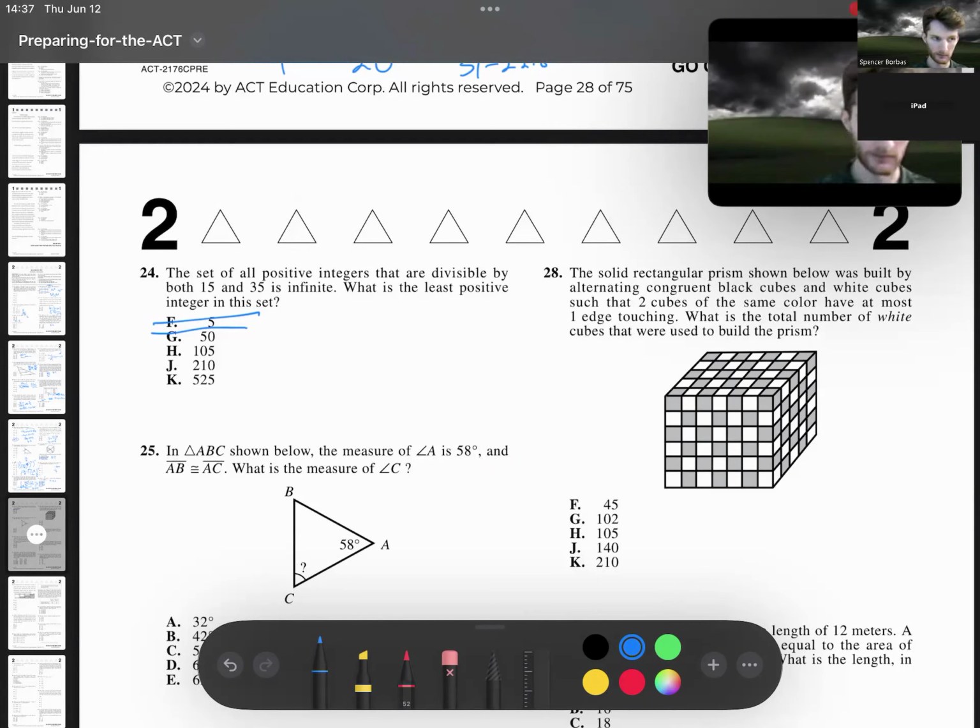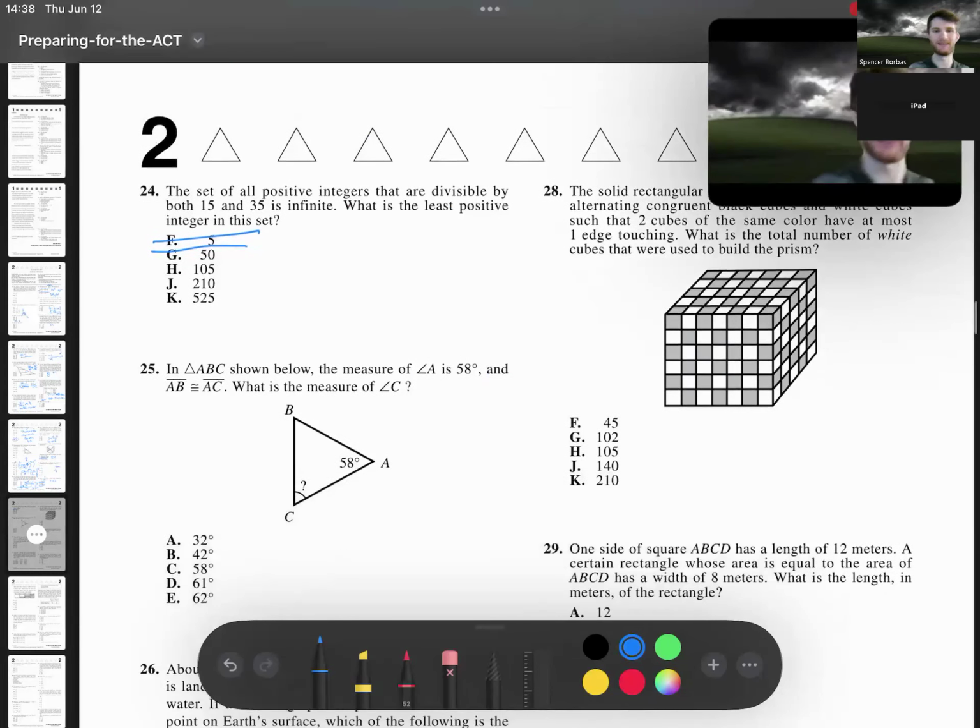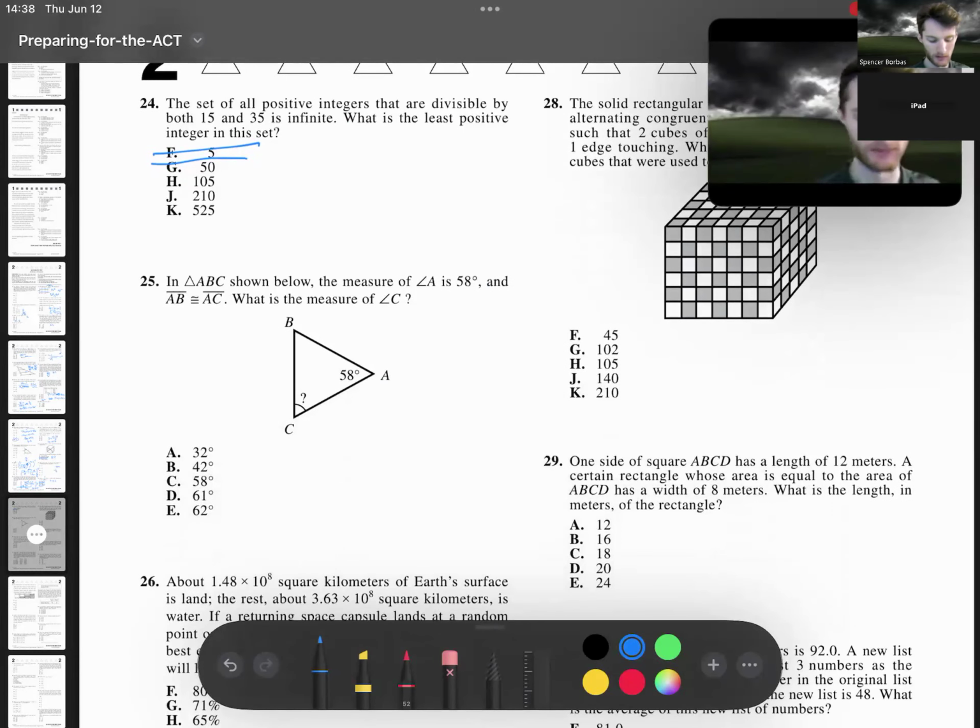Probably do in my head. 4 times 60. Yeah, 3 times 35 is 105. Yes. And 15 times 7. Yeah. All right. I could do this in my head. It just took a little longer.